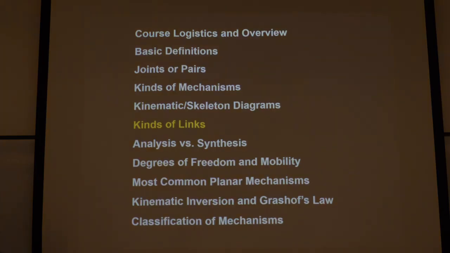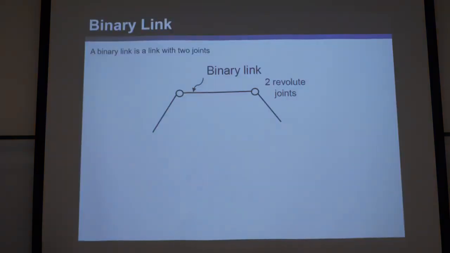Okay, kinds of links. Okay, and with this we're almost done with the first little video installment here. Okay, so you name links, the rigid bodies, according to how many joints are on it. Okay, and it's just the number of joints. Okay, so a binary link is a link with, not surprising, 2 joints. That's bi means 2, right?